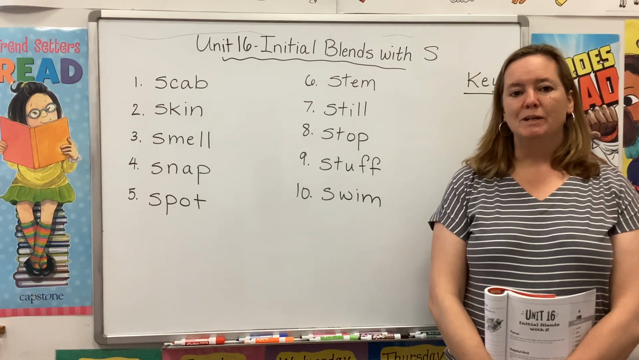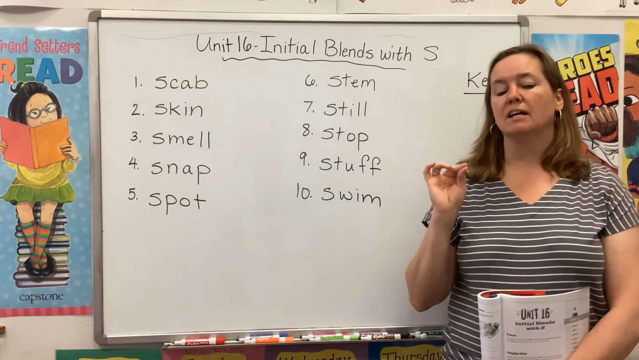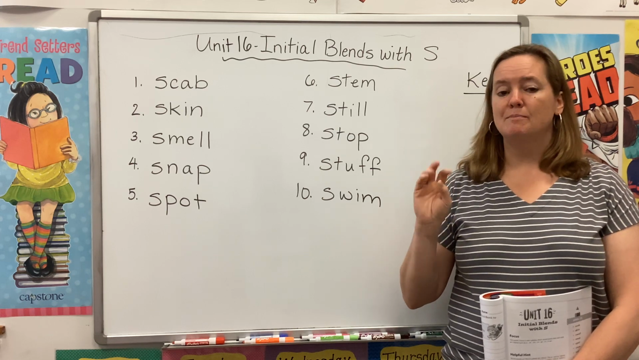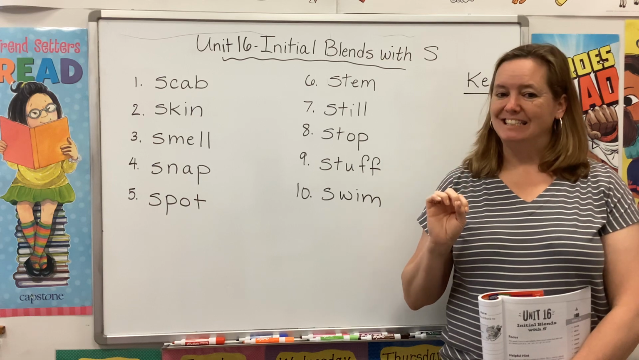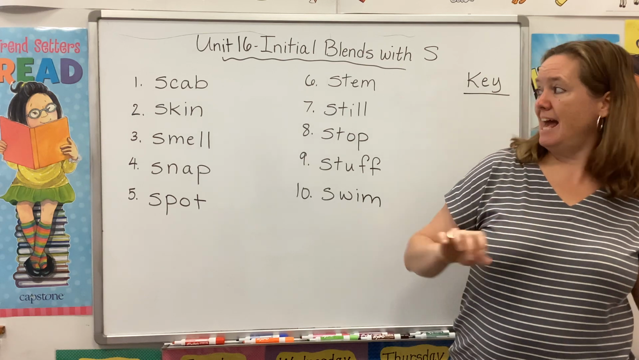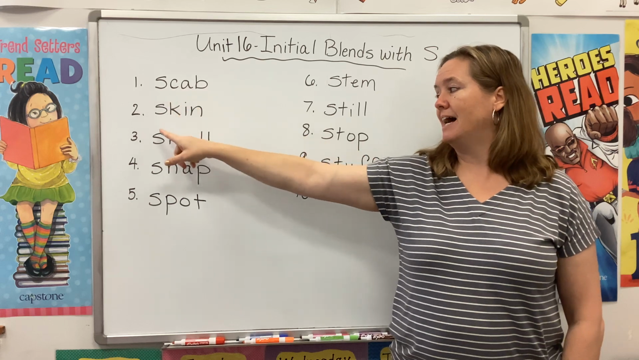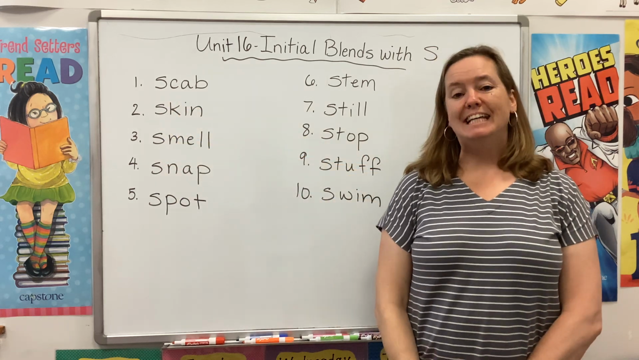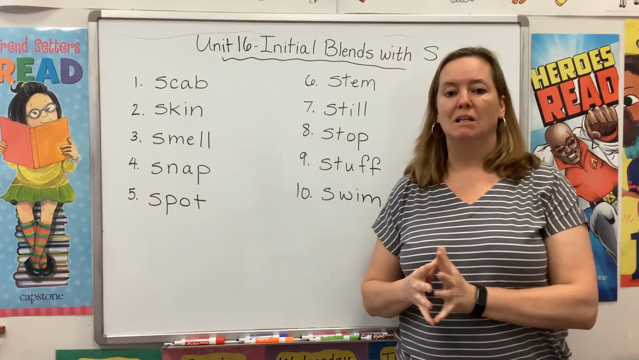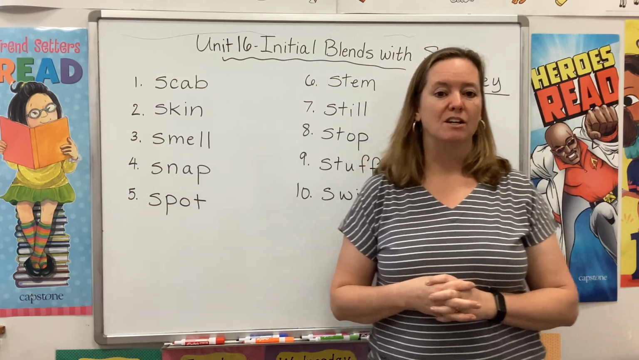All right, so last week we started talking about blends. Remember, blends are two sounds that come together, but they each keep their own sound. So we talked about SH, and we said that SH is a digraph because it says shh. But today we're going to see S combined with several other letters, SC, SK, SM, and in each of these words, the S is going to keep its own sound and just blend into the sound next to it. So I want you to listen for that as we read our words.